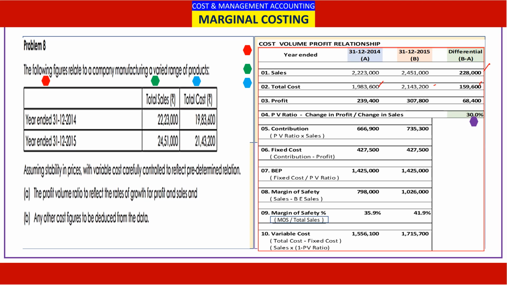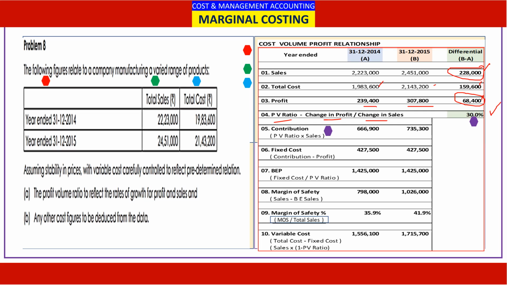Then we have got the profit. Profit is the difference between the two. Sales minus total cost is equal to profit. We derive the profit, and profit is 2,39,400 and 3,07,800. Incremental profit is 68,400. When we saw the PV ratio, we can take it as contribution over sales, or change in contribution over change in sales, or change in profit over change in sales. One of these three. Here we are using change in profit divided by change in sales. That gives us a PV ratio of 30%.